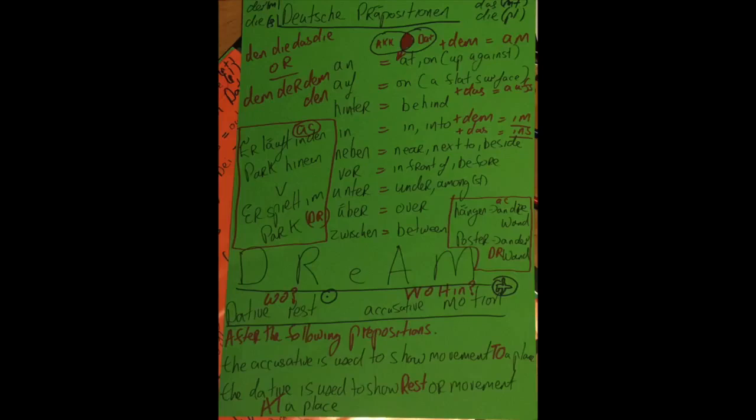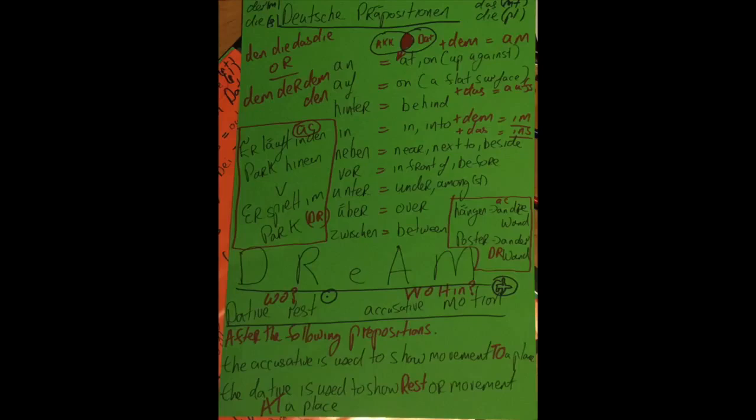Okay, so we know that for the definite article in the accusative case, der, die, das, die goes to den, die, das, die, so the only change is in the masculine form from der to den, so quite easy to remember. However, with the dative case, der, die, das, die changes to dem, der, dem, den. So with that, we'll just go through the list of the dream verbs. Dative rest, accusative motion verbs.